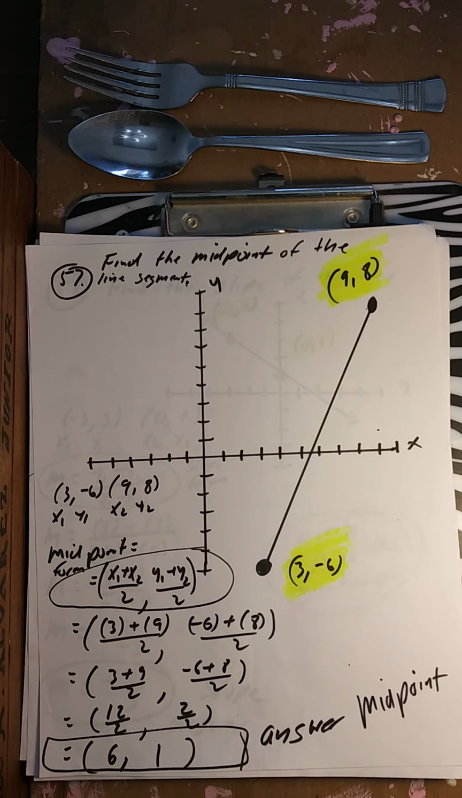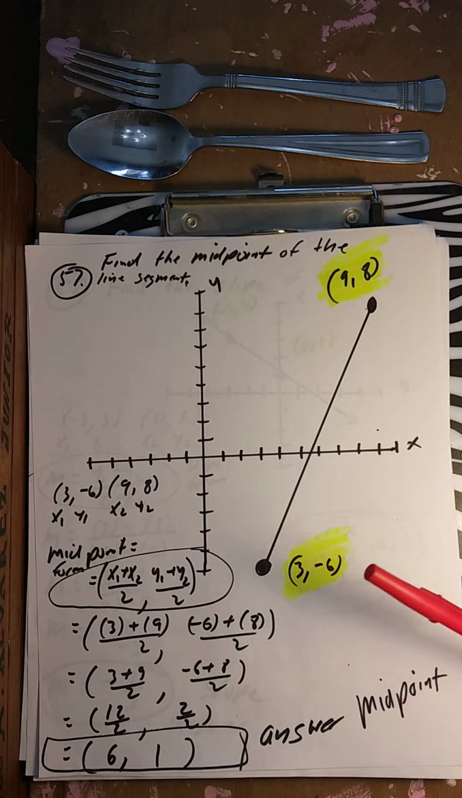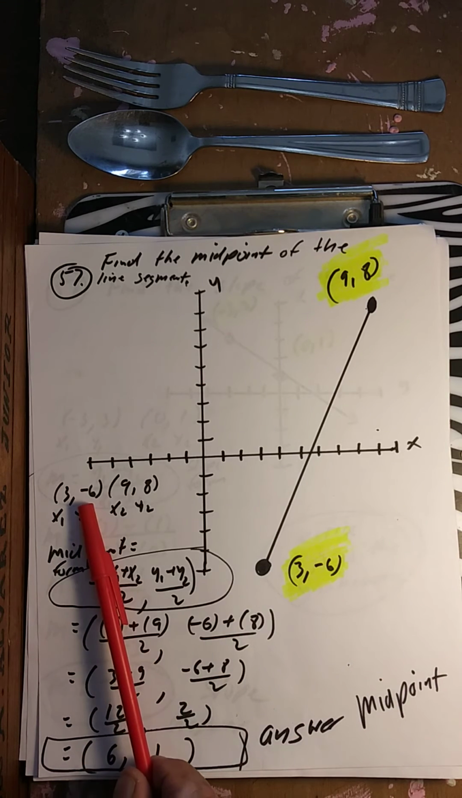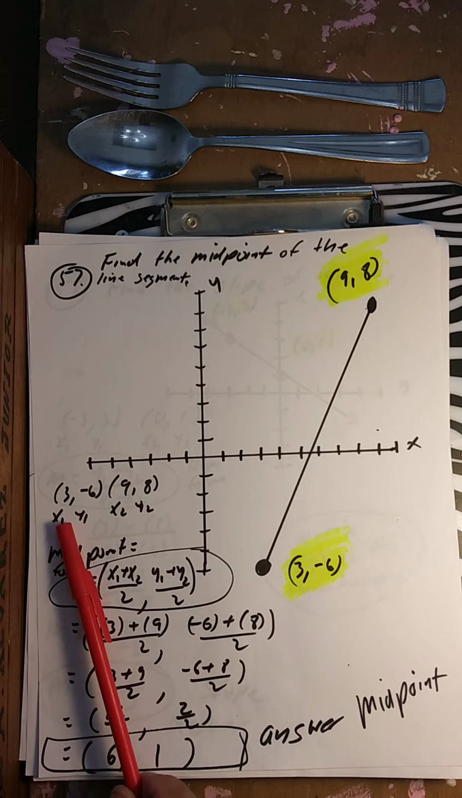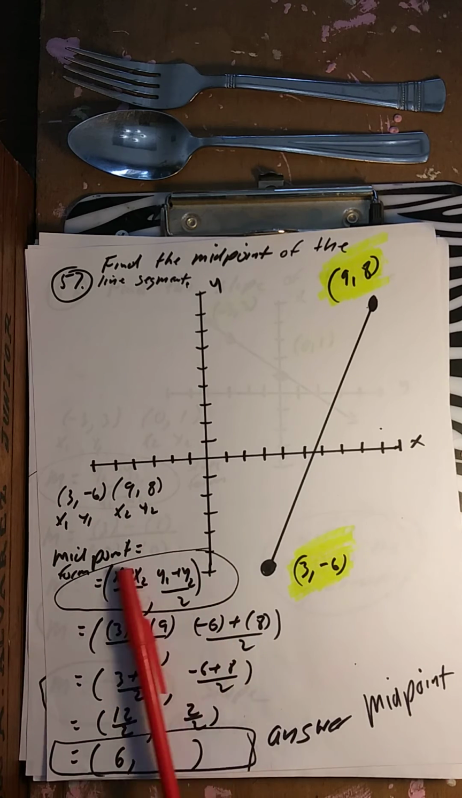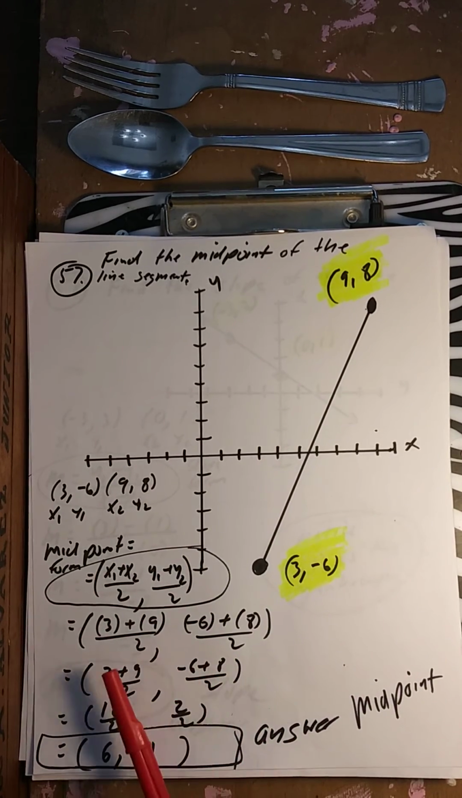Find the midpoint. Again, use a formula for midpoint. Midpoint formula. The points are 3, negative 6 and 9, 8. That's going to be x1, y1, x2, y2. Midpoint. There it is, the formula. Okay, just use it. It's on the list.